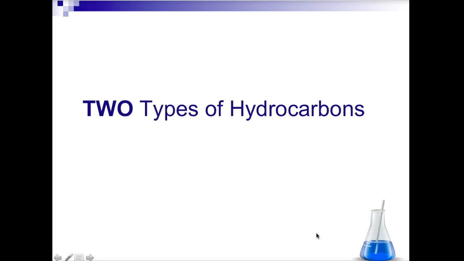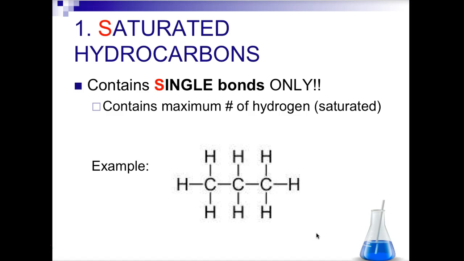So, there are 2 types of hydrocarbons. There are saturated hydrocarbons, and I want you to remember saturated, and remember that these types of hydrocarbons have single bonds only. They contain the maximum number of hydrogens possible. That is why they are saturated. So saturated hydrocarbons have only single bonds in them. SS, S for saturated, S for single bonds.